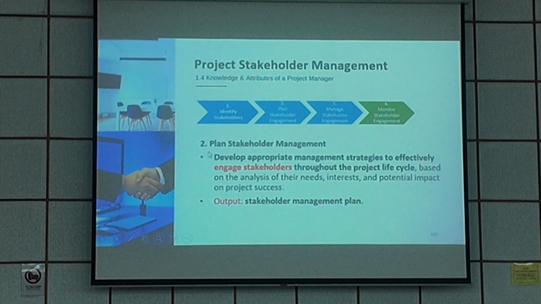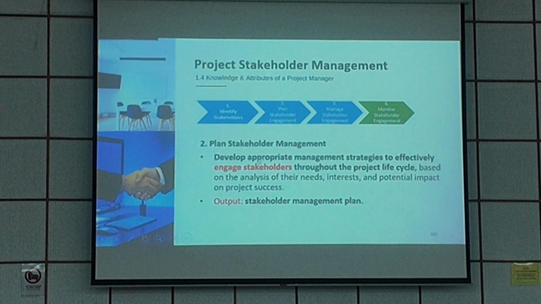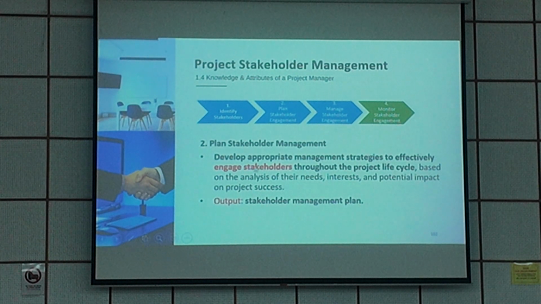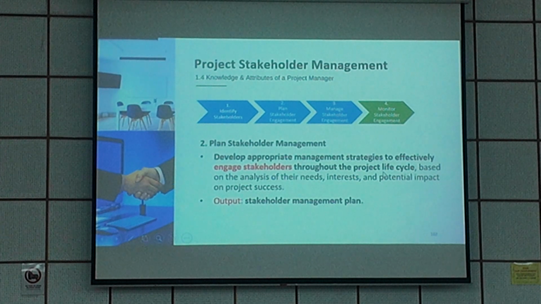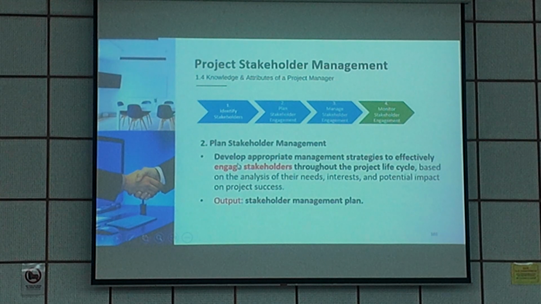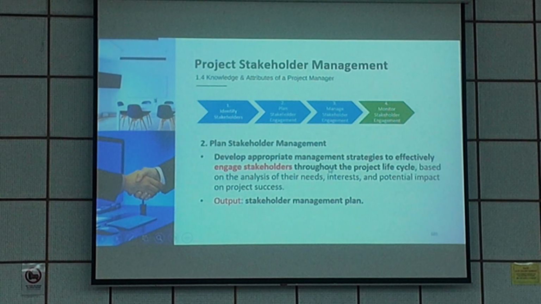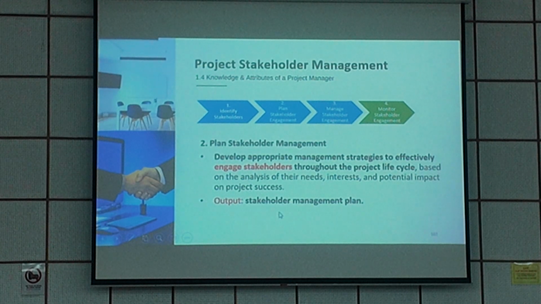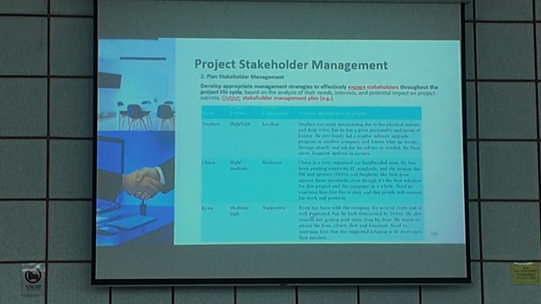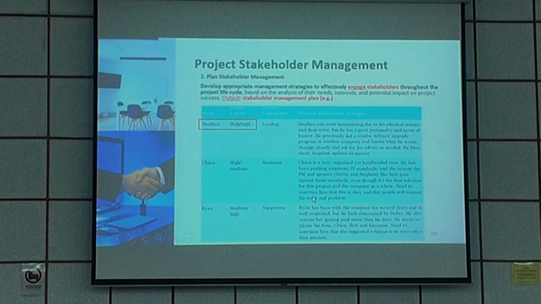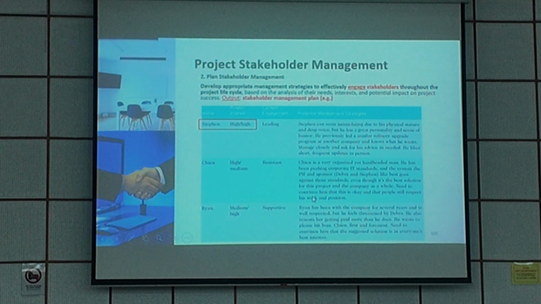Number 2 is plan stakeholder management. Develop an appropriate management strategy to effectively engage stakeholders throughout the project life cycle, from start to end. So you have to engage the stakeholders. The output is the stakeholder management plan, just to give an idea of how to engage stakeholders.